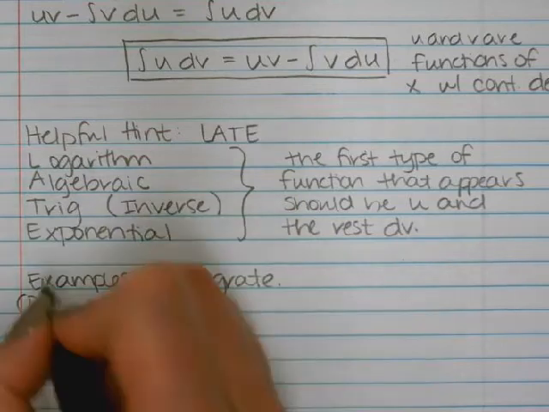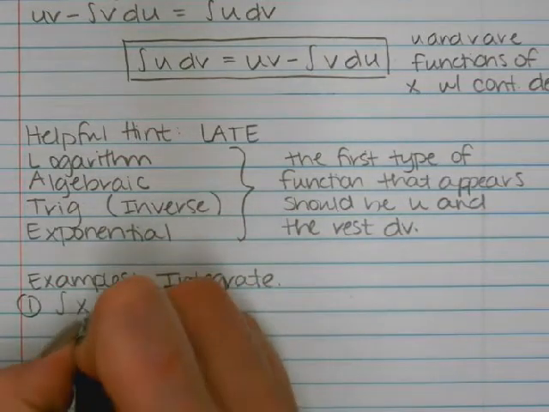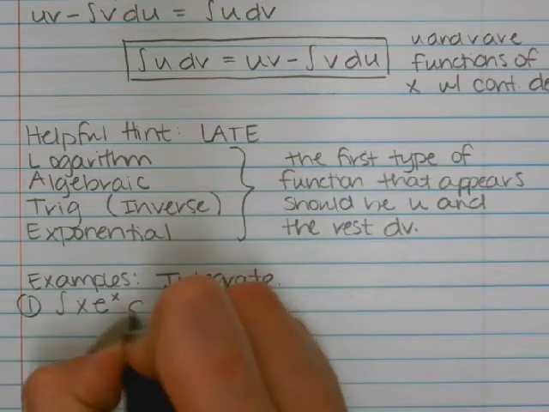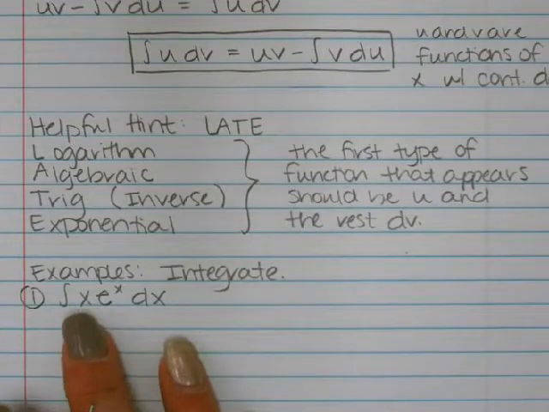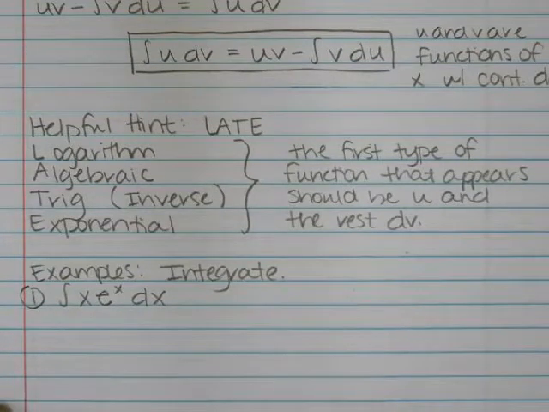For the first example, we're going to find the integral of x times e to the x dx. If you look at this problem, it appears to be a product rule, right? We've got two things multiplied together. When I look at this, I can see clearly that U-substitution would not work. And so that's how we're going to know, all right, integration by parts is my only real option.